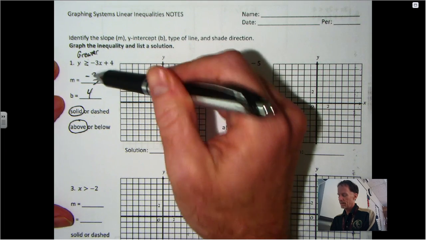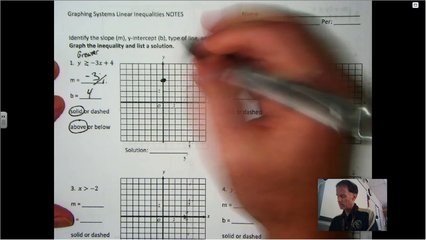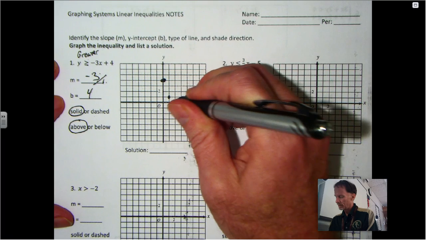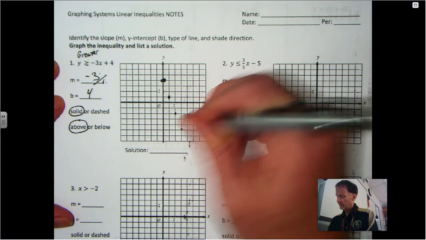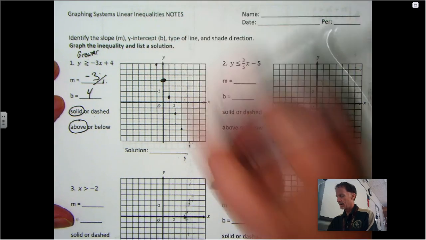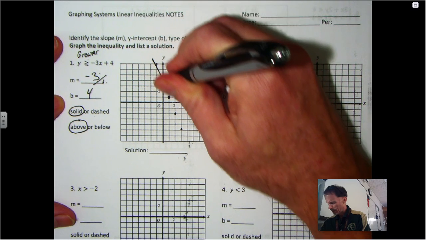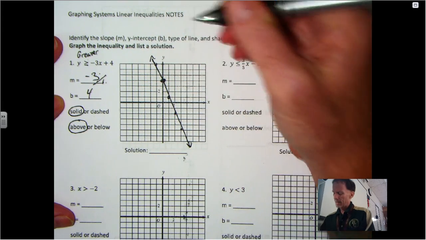So we go down 3 and right 1, or we can go up 3 and left 1. So down 3, right 1, and we can do that a couple different times. And then we can go backwards, up 3, left 1, that way. And again, it's going to be a solid line. I'm going to do the best I can here. I'm not very good at drawing lines, but I'll see what I can do. And that's our line, right?